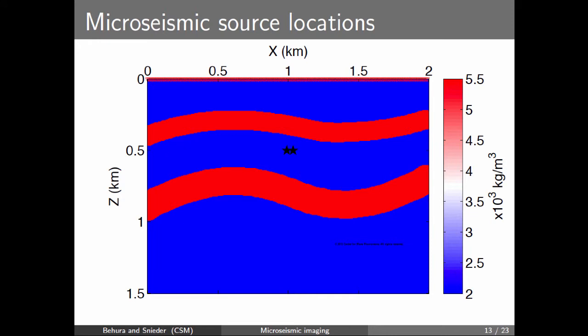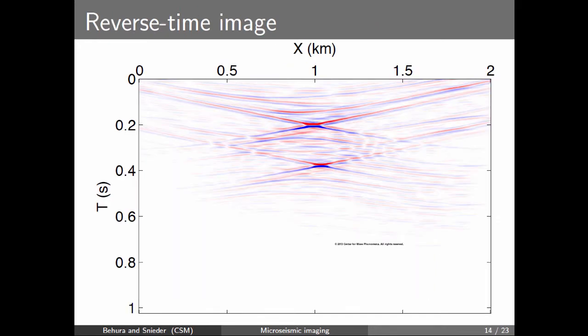Okay, this is too bright, but this is an example. This is the same fold belt. There are 2 microseismic sources here represented by the black stars. And there are a bunch of receivers on the surface. Here is the reverse time image of the microseismic data.